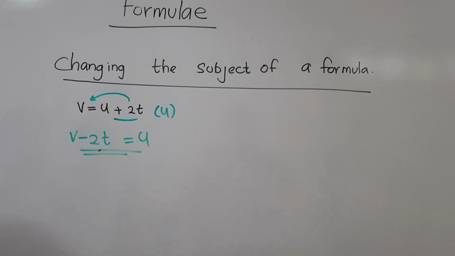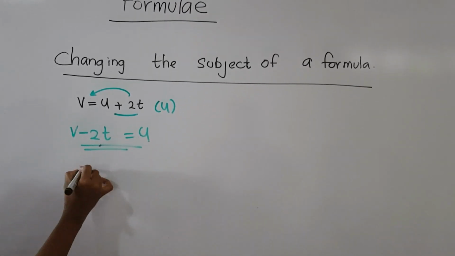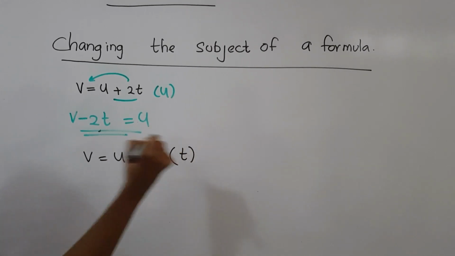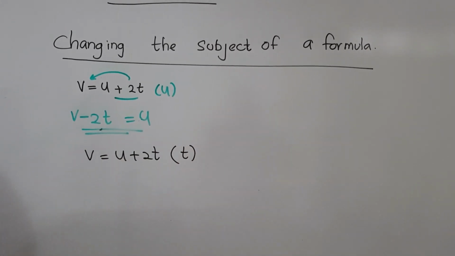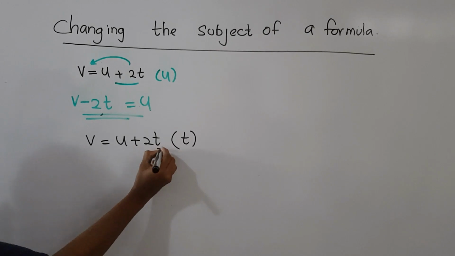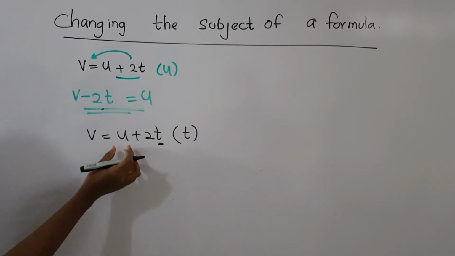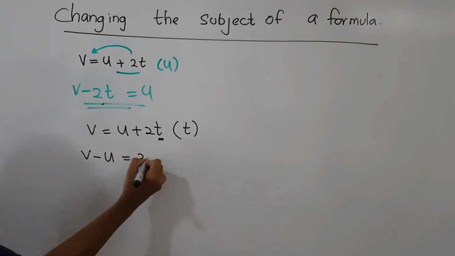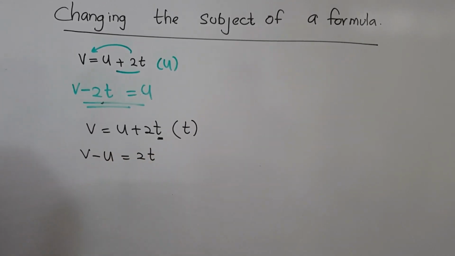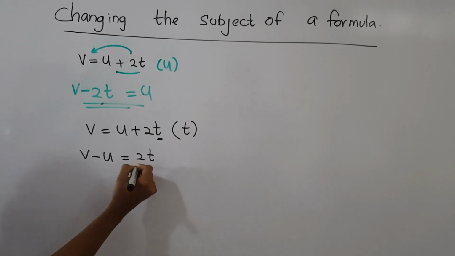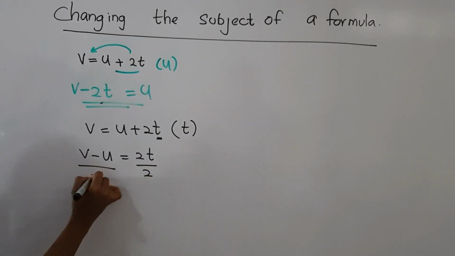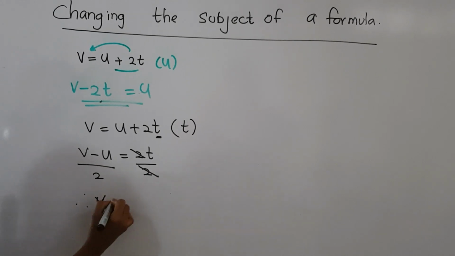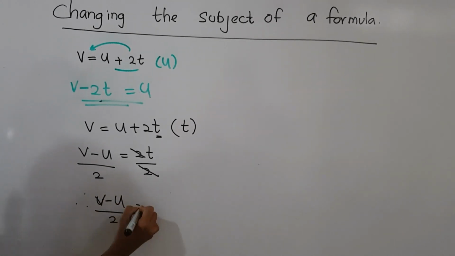Now for the same formula, V is equals to U plus 2T, let's see if they ask us to make T the subject. T is here, so before touching that, we have to remove the U. V minus U is equals to 2T. Then it's a multiplication, so to keep it alone, we have to divide by 2. Therefore, V minus U over 2 is equals to T.